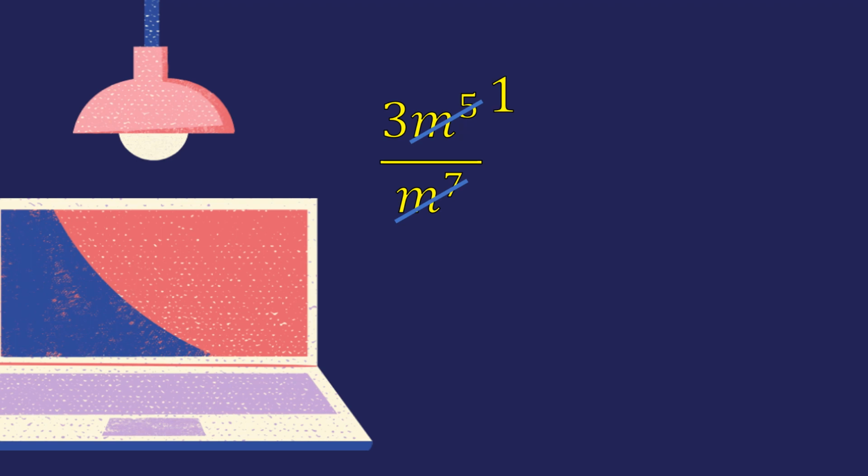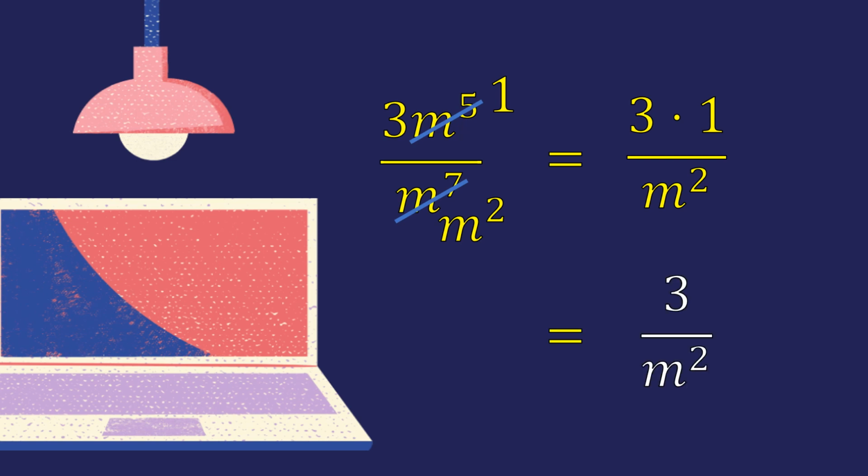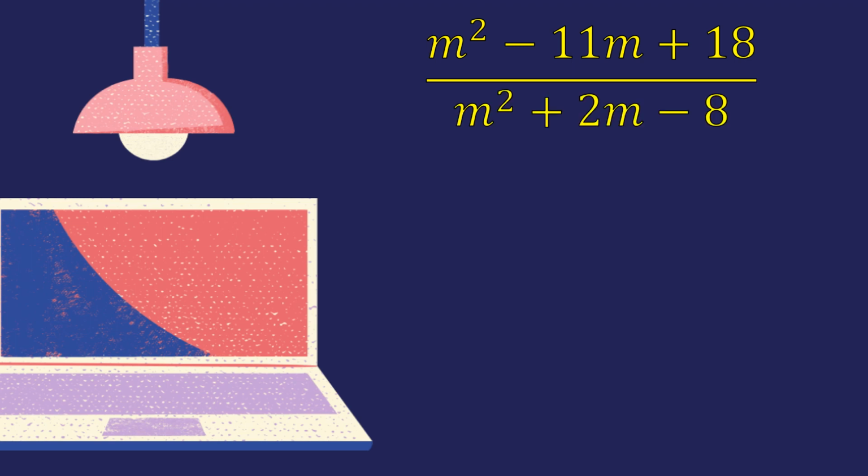m raised to 5 becomes 1, and m raised to 7 becomes m squared. What remains now in our numerator is 3 times 1, while in our denominator, we have m squared. So 3 times 1 is equal to 3 all over m squared. That is the simplified form of 3m raised to 5 all over m raised to 7. For our second example, we have m squared minus 11m plus 18 all over m squared plus 2m minus 8.